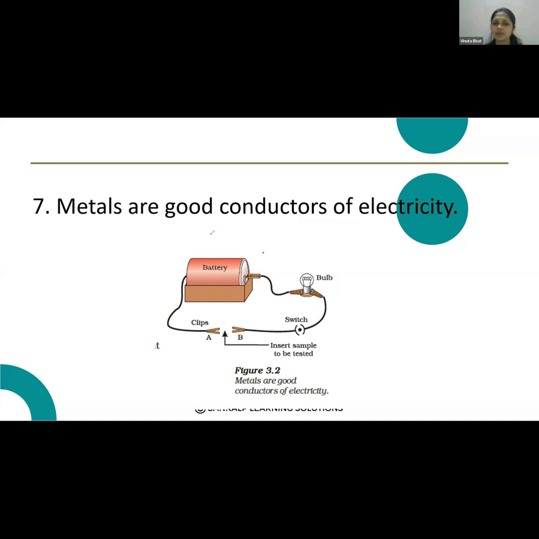So if you set up a circuit like this by using a battery, a bulb and a switch, you can insert any sample metal here. For example, if you insert copper here, when you switch on, the bulb will glow. If you use any non-metal, you can't see the bulb glowing. So we can say that metals are good conductors of electricity.